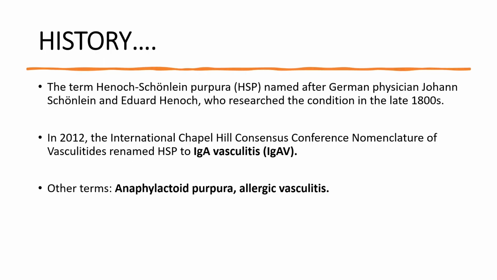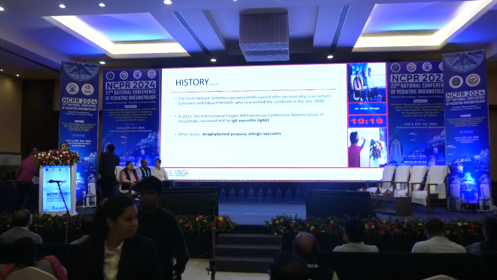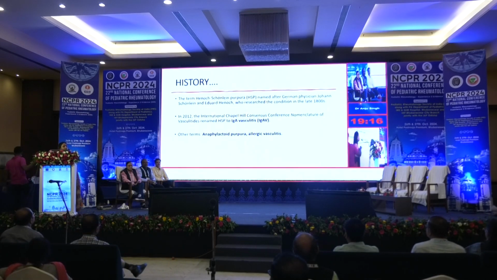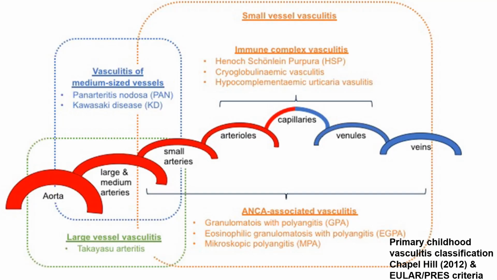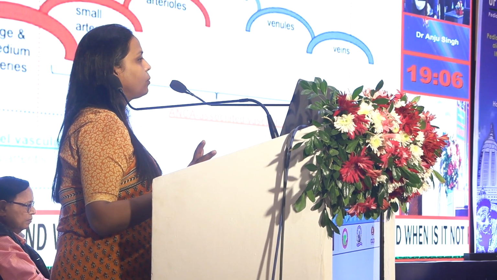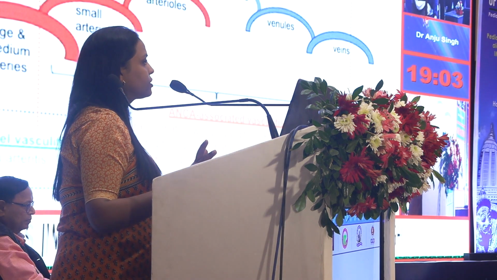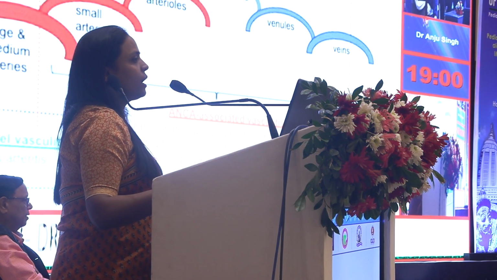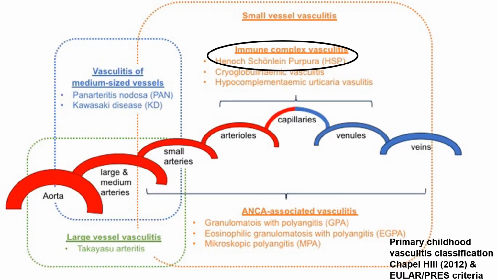HSP, Henoch Schonlein purpura, is an eponym which has been derived after the two German physicians, but in 2012 it has been renamed to IgA vasculitis because it is primarily an IgA mediated immune complex leukocytoclastic vasculitis. Childhood primary vasculitis has been classified on the basis of the size and extent of blood vessel involvement. So we can have predominantly large vessel vasculitis, medium vessel vasculitis, and small vessel vasculitis. And HSP falls in the category of small vessel immune complex mediated vasculitis.